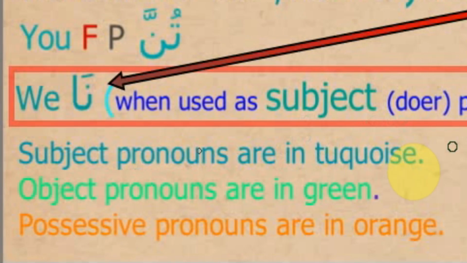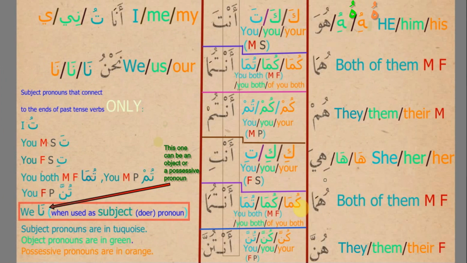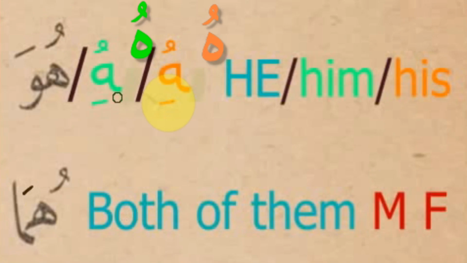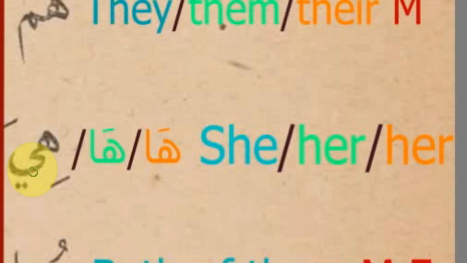Subject pronouns are in turquoise in here, and object pronouns are in green. Possessive pronouns are in orange, and these connect to nouns. For the object pronoun him, the pronoun would look like this, hu or he, and it connects to the end of the verb. For the object pronoun her, it would look like this, ha, and it will connect to the end of the verb.